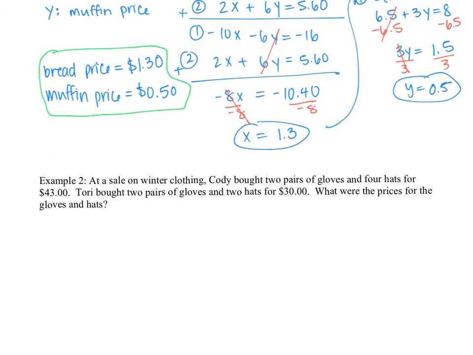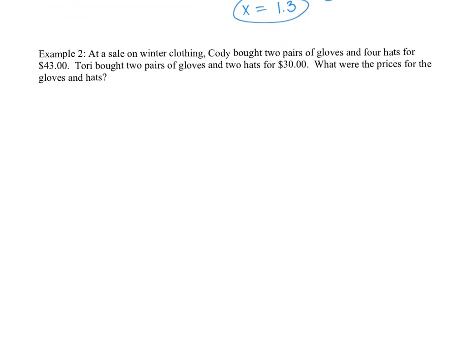All right, let's try another one here. So this one's example 2. Again, if you read through the story, you need to figure out what variables you are trying to solve. So it says, a sale on winter clothing. Cody bought 2 pairs of gloves and 4 hats for $43. Tori bought 2 pairs of gloves and 2 hats for $30. What are the prices of gloves and hats?